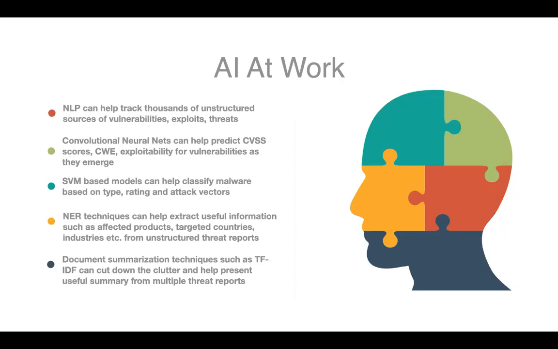The document summarization techniques, such as TF-IDF, can cut down on the clutter and just present the useful summary from multiple threat reports. The way to think about this is that with ML models, you want to provide the model the least amount of resolution to get the most accurate results. So we don't need 1 trillion data points if we can get accurate results with 100 or 10. This allows us to cut down on that clutter so that we're just feeding in the right amount of data points to get the most accurate results.